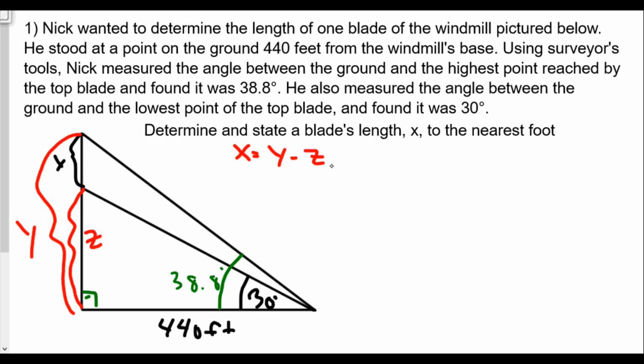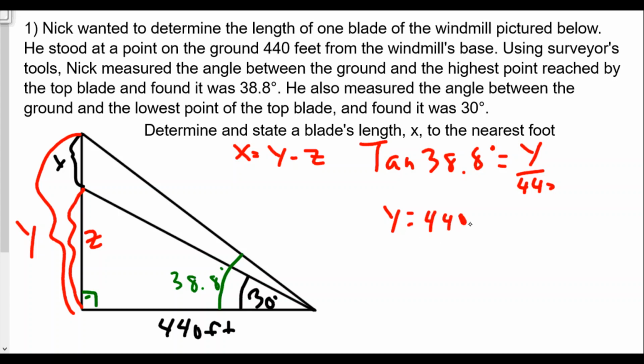So we are going to use trig, and here we'll find y first. We know the angle of elevation is 38.8 degrees. We're looking for y, the leg opposite the angle, and we have the leg adjacent, so we're going to use tan. So tan of 38.8 degrees is equal to y over 440, which means y is equal to 440 tan of 38.8.